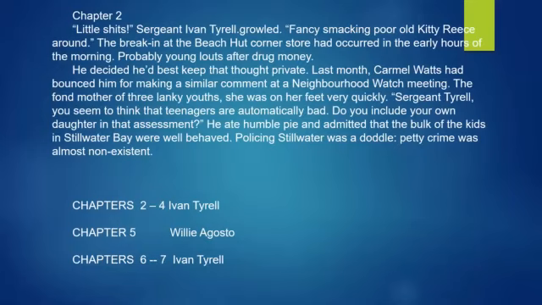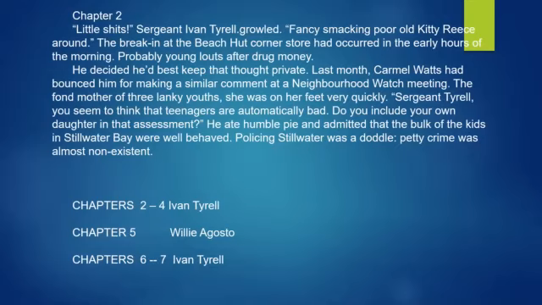And so I introduce Ivan Tyrrell going about his normal duties, demonstrate that the place is not the sort of place one expects to find a serial killer lurking. So that's chapter 2. And in fact, I stay with Ivan Tyrrell, the policeman, for chapters 2 to 4. In other words, 3 chapters in a row. Then I cut back to Willie Agosto, because by this stage, Willie has captured a girl. So that's chapter 5.